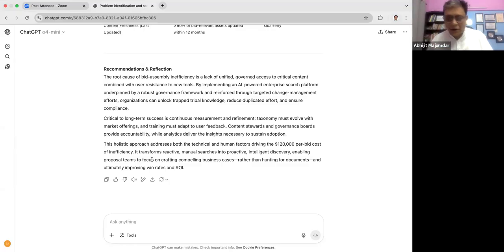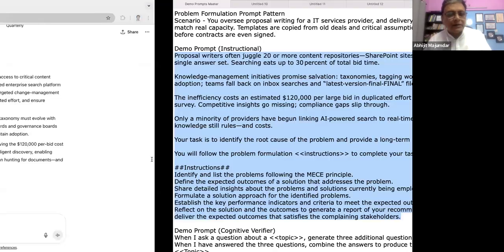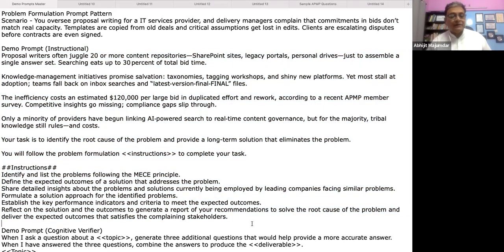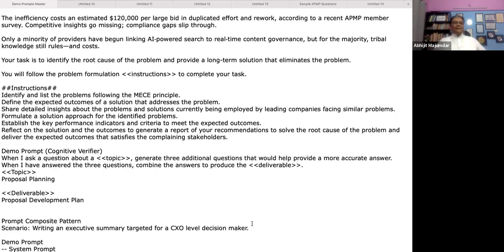Okay. Next prompt is, let us go to the... Yeah, this is again another interesting prompt with cognitive verifier. Now, cognitive verifier is basically like, sometimes what happens with us is we ask a question, we want to know something, but that question may not be giving us the entire information. Or we are not providing enough context with that question.